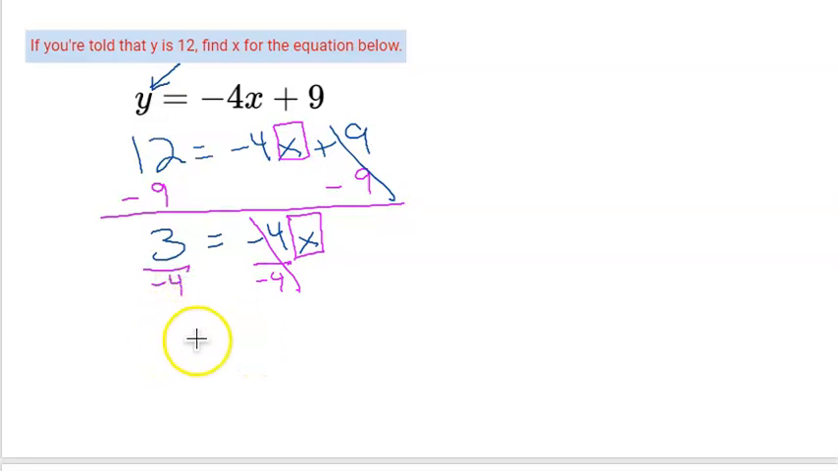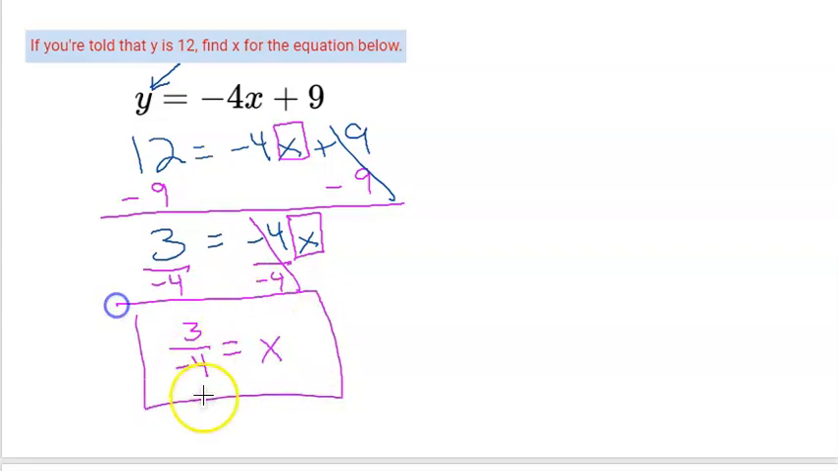Now, you're allowed to leave this fraction here. If it could be simplified, you should. And certainly if they ask you for a decimal, you should write it. But otherwise, we now know what x equals. Negative 3/4.